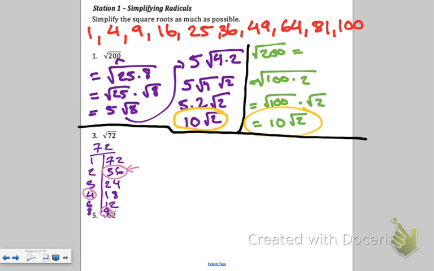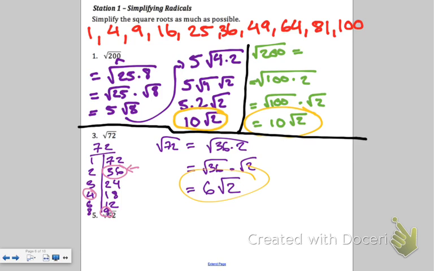Okay, so let's rewrite the square root of 72 as the product of its largest perfect square factor, which is 36, and 2. So we can now simplify this to radical 36 times radical 2. The square root of 36 is 6, and we are multiplying that by radical 2. So we have 6 radical 2 in simplest form for the square root of 72, right?